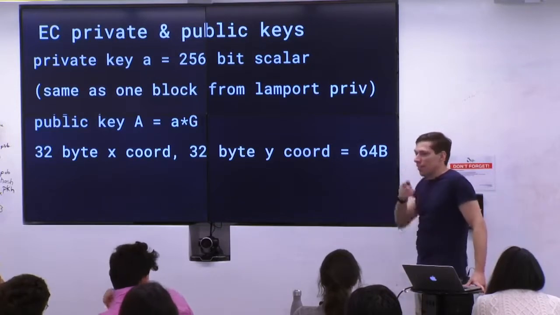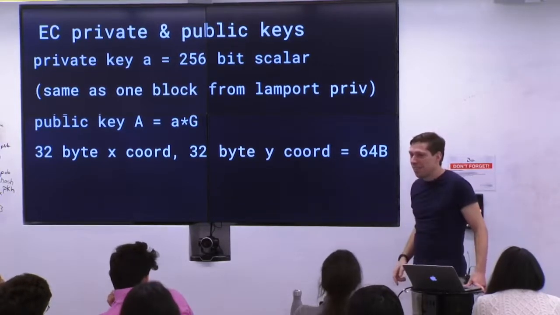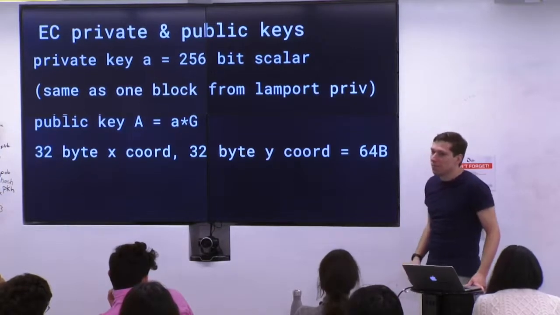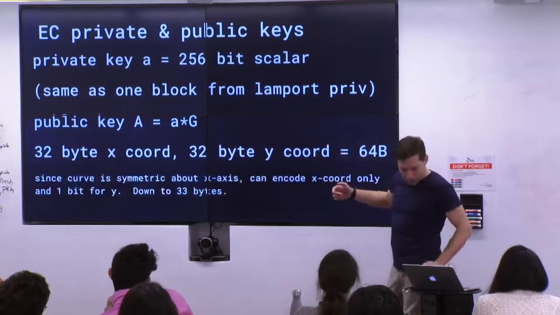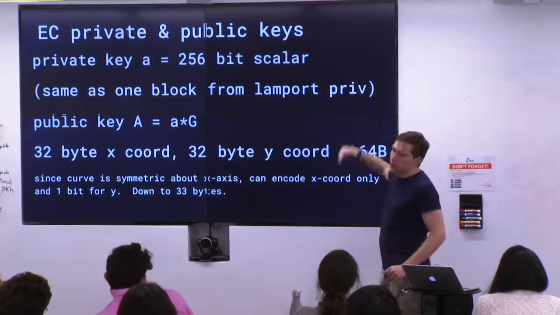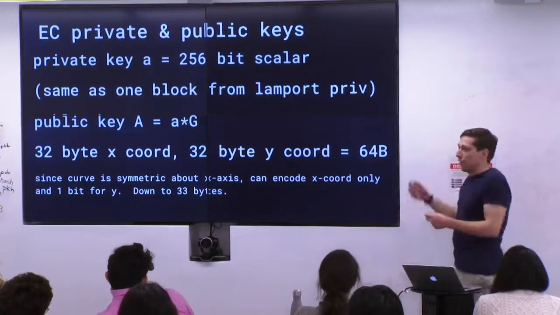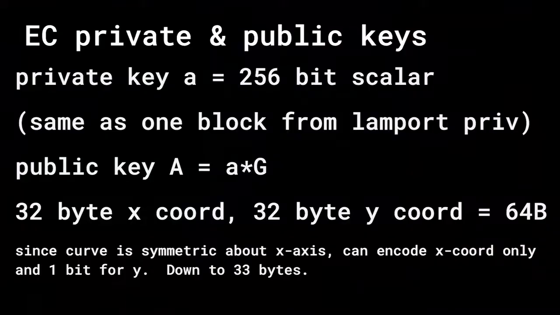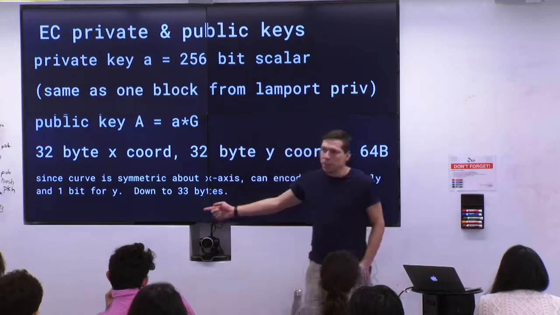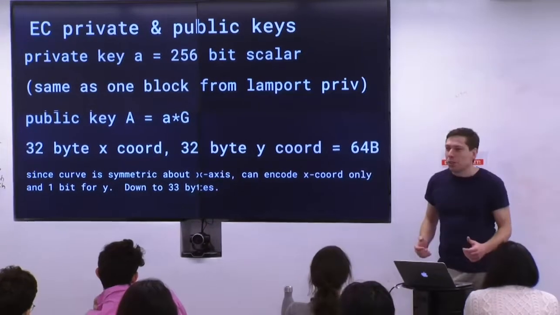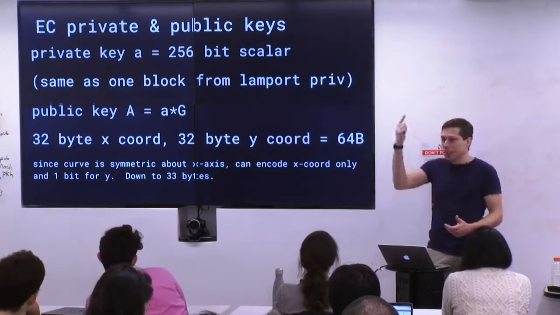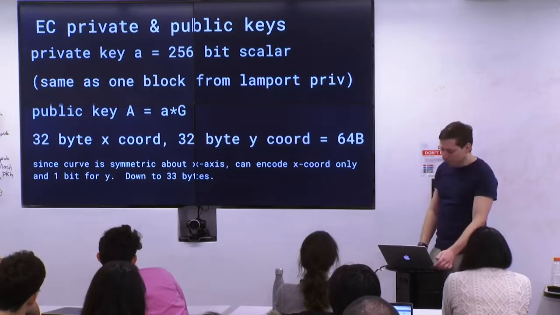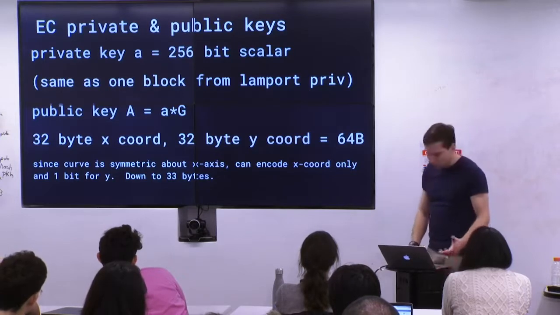Any ideas? Yes. You just put one of the x or y coordinates and say which side. Right. So you take the x coordinate and encode that, and then just have one bit for whether it's on the top or the bottom, and then let them figure out exactly where it is. So you can encode the x coordinate only and one bit for y, and then you're down to 33 bytes. It's a little annoying because one of those bytes is going to be empty and it's just going to have one bit in it for up or down, but whatever. So you can do that, and that's also really cool.